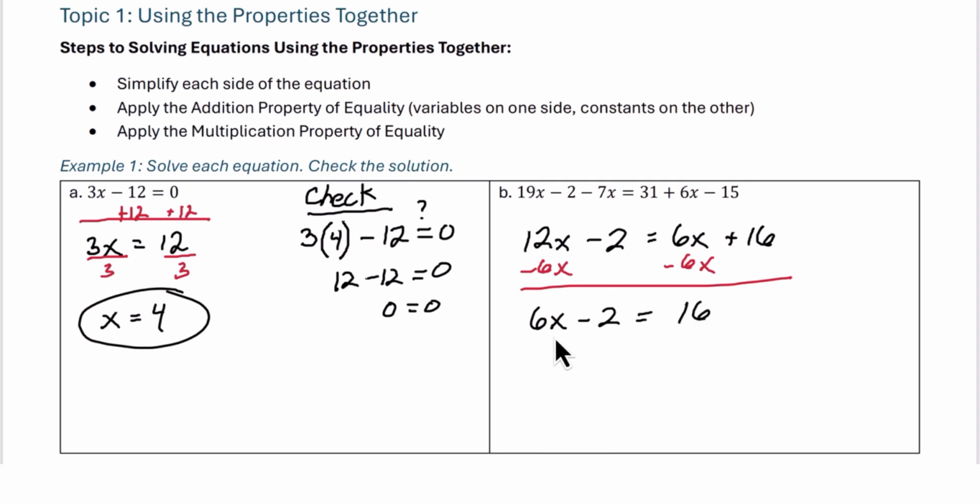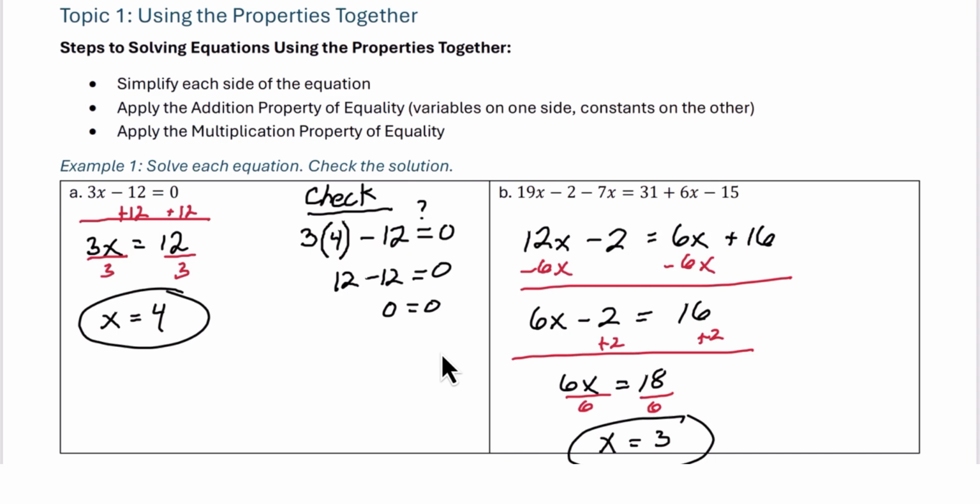Since the x's are on the left, we need to move constants to the right side. So we'll need to add 2 to both sides. 6x equals 18. Finally, we can divide by 6, and we see x is equal to 3.